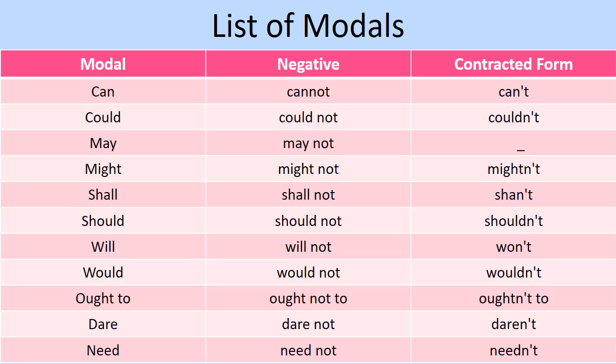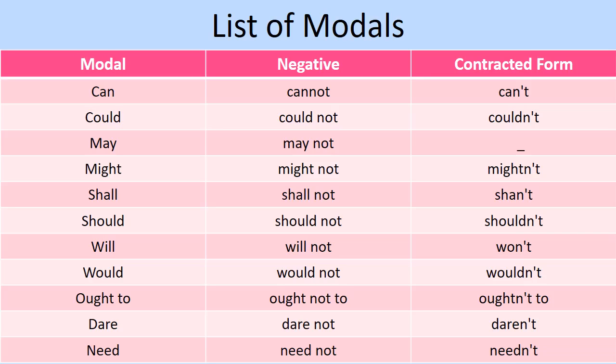Now students, here is a list of modals for you. So here you can see 3 columns. In first column, modal verb is there. In second column, it's negative. And in the third column, it's contracted form. So we can convert the sentence into negative by adding not after the modal verb. And when we are adding not after the modal verb, we can write it in the contracted form. For example, can is the modal verb, its negative is cannot, and its contracted form is can't.